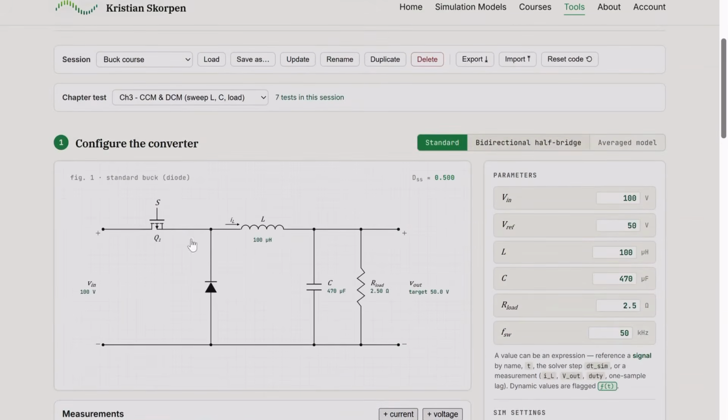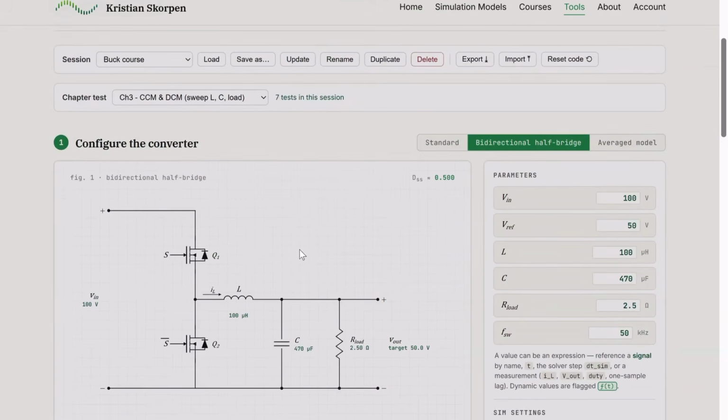If we have a look at this, all you need to know is that the input voltage is 100, and the output voltage is 50 in this case, and that the switches here are controlled so that we get the desired output voltage. And then we have an inductor, capacitor, and then we have a load and a switching frequency for the switches.